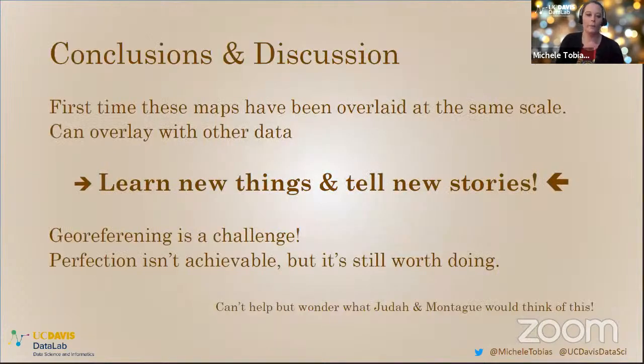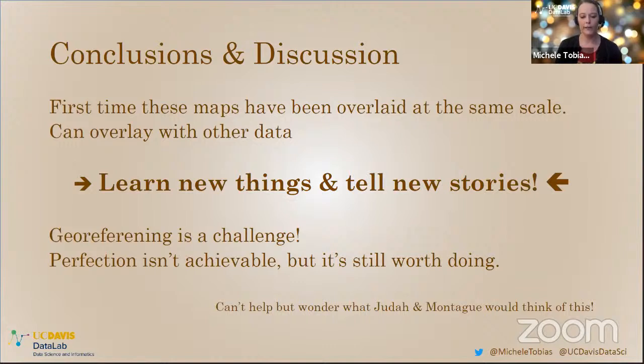So a little bit of conclusion and wrap up here for what I've shown you. The reason that this is important is because this is the very first time that these maps have been overlaid at the same scale. So you saw from that other image, the map of maps, these are very different scales on the map. There's multiple sheets to a lot of these collections, and seeing it all together really hasn't been possible until we can scan these, georeference them, and put them together.